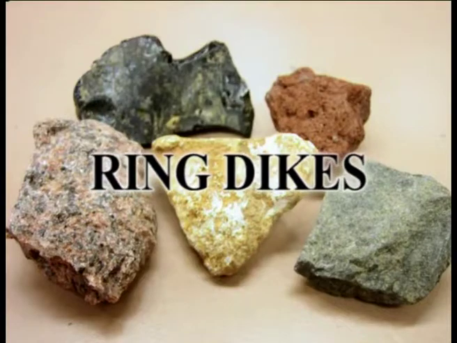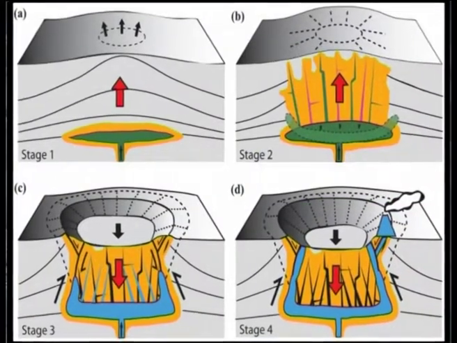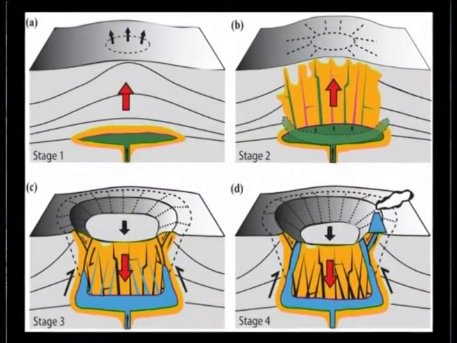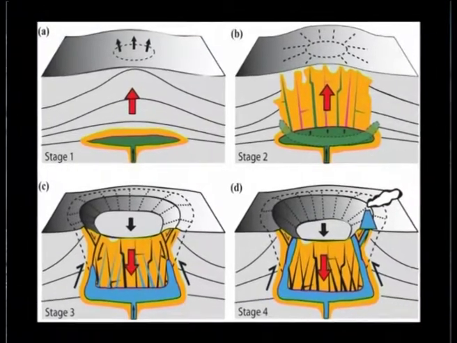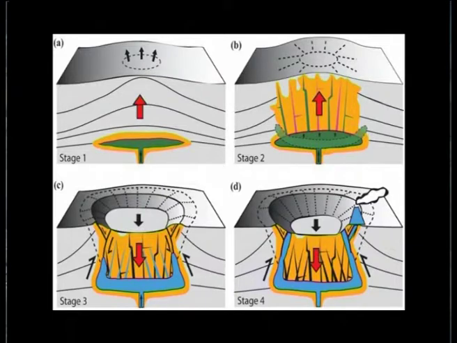Ring dikes. Ring dikes are oval or arcuate in plan. The contacts are steep, either vertical or very steep. The average diameter of ring dikes is 8 kilometers, but some have a diameter of only 350 meters. The average width of ring dikes is 1000 meters. Downfaulted volcanics are found inside some ring dikes. They were erupted during the same igneous cycle as the ring dikes.